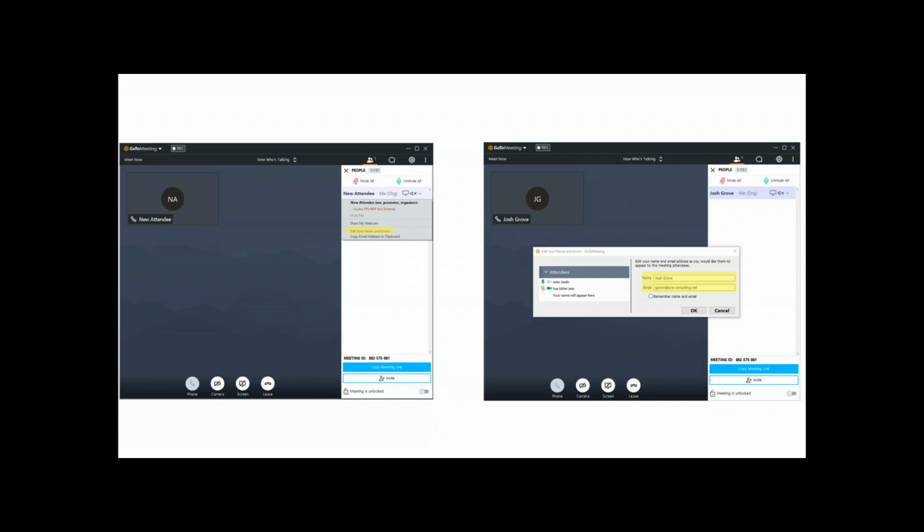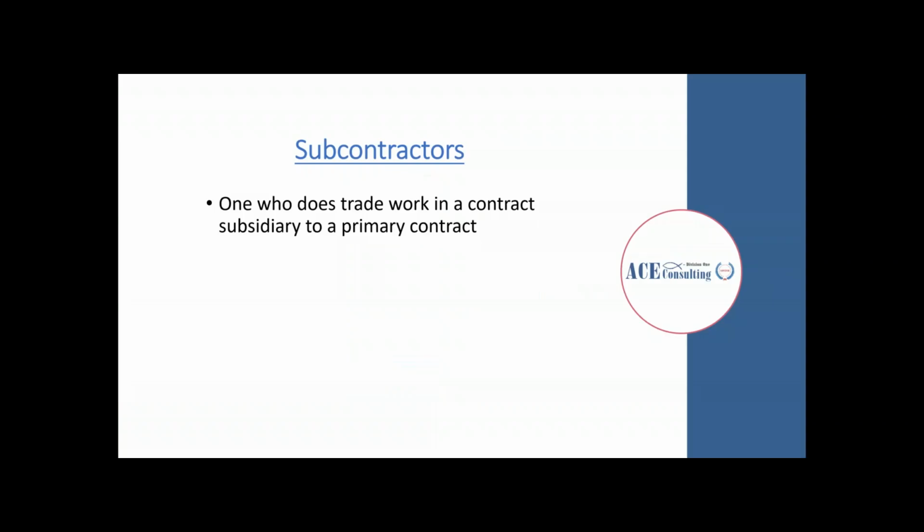So now that we've talked about bidding for contracts, let's talk about subcontracts. A subcontractor is one who does trade work in a contract subsidiary to a primary contract. Ultimately, it is an entity, a party that is performing a scope of work that the main contract signer is responsible for.